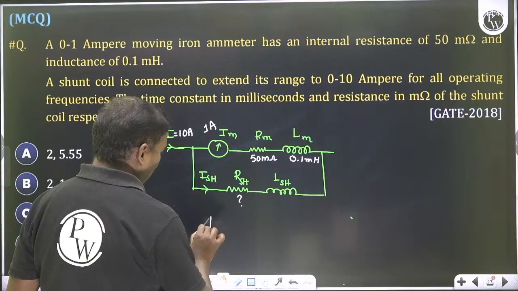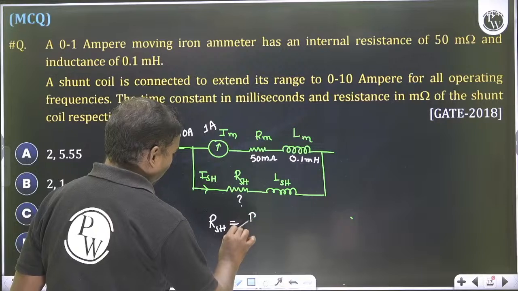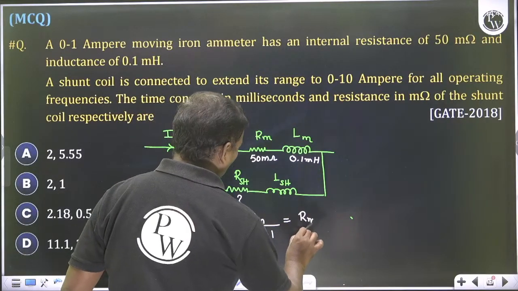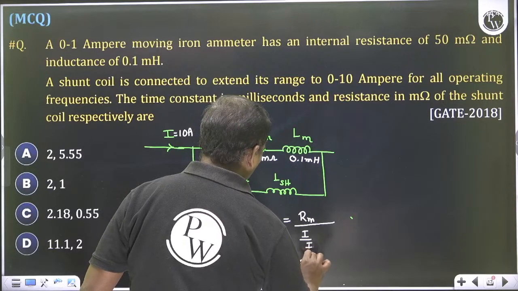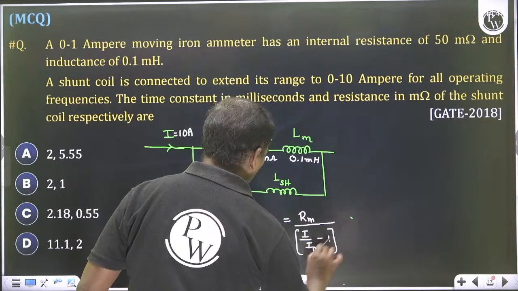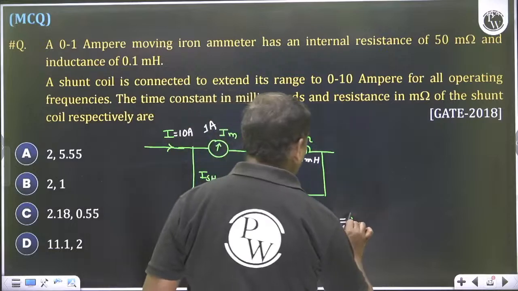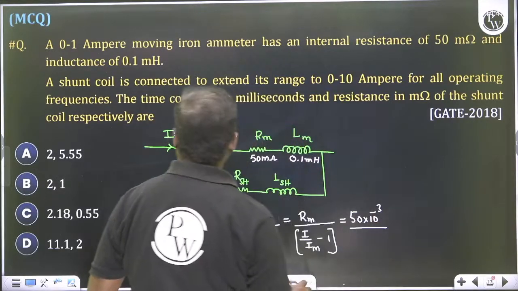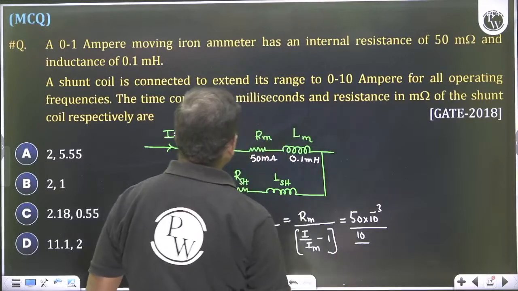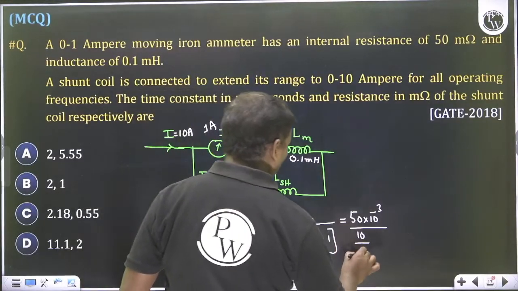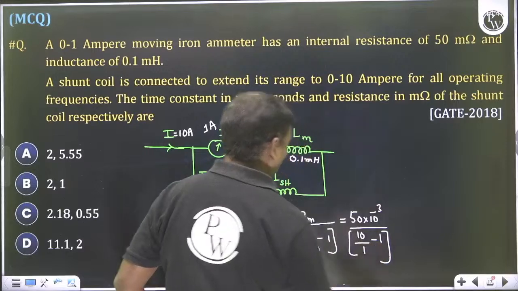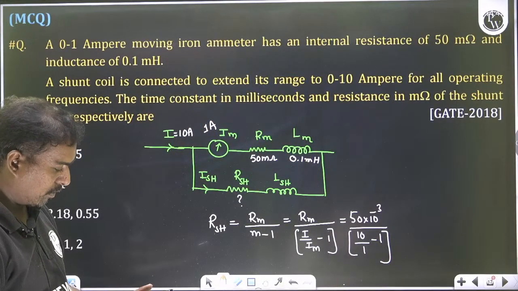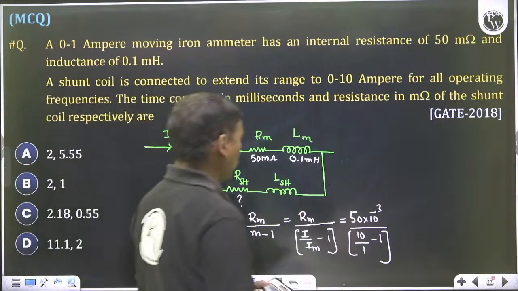So we can take Rsh is equal to Rm by m minus 1, where m is equal to I by Im, so the multiplying factor is I by Im minus 1. So Rm is what? This is 50 milliohms, so 50 into 10 power minus 3. And capital I is equal to 10 amperes, and Im is 1 ampere, minus 1. So 50 by 9. So what is the answer? That is 5.55 milliohms.